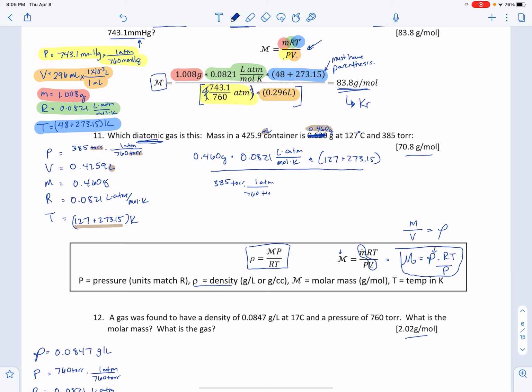Over 760 torr. I don't have to have parentheses. Well, I do, since I'm multiplying like that, I do need to have parentheses. What I was going to say is I can put this whole entire denominator in parentheses, and that's fine. But this section has to be inside of its own parentheses. And that's Kelvin, and that's Kelvin. So hopefully you can see how the units are all going to cancel out.